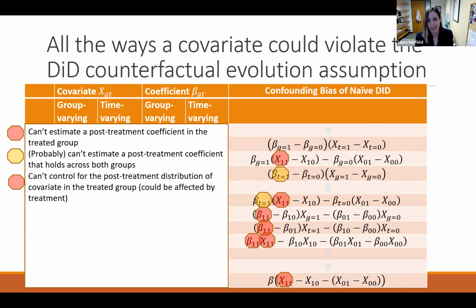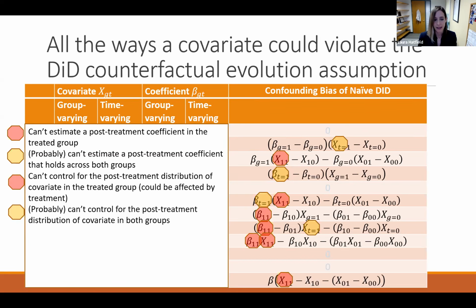So I'm going to hedge a little bit here, but in general, we're wary of controlling for things that happen in the treatment group after treatment because they could have been affected by treatment. And similarly, it's probably dicey to be controlling for things that were happening post-treatment in the distribution of covariates. And I saw this come up in the Q&A, so maybe it's worth more discussion.